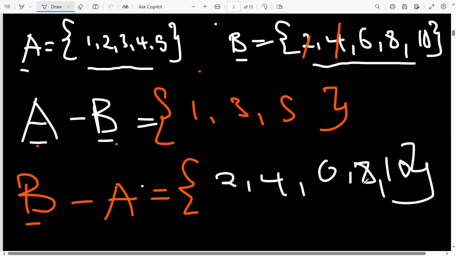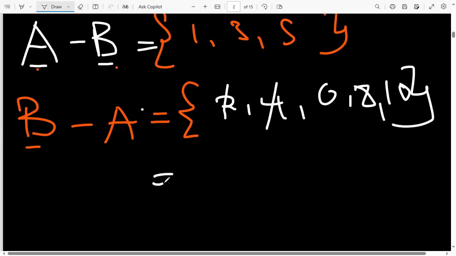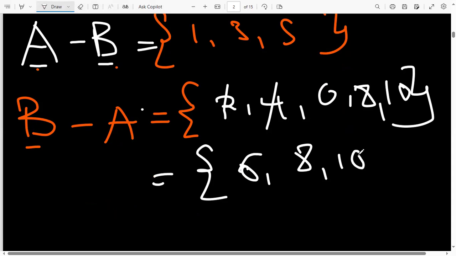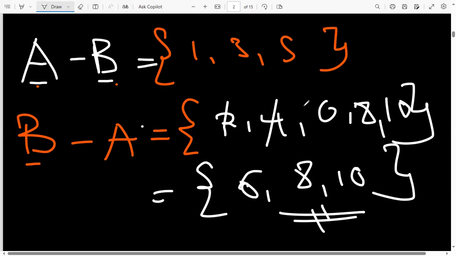And then from these elements, I'm going to remove all the elements that I can see in this set B that are also in set A. So I can see 4 and 2. So you cancel out the 4 and 2. It means your B minus A will just contain 6, 8, and 10. So this is our B minus A, and then this is our A minus B.